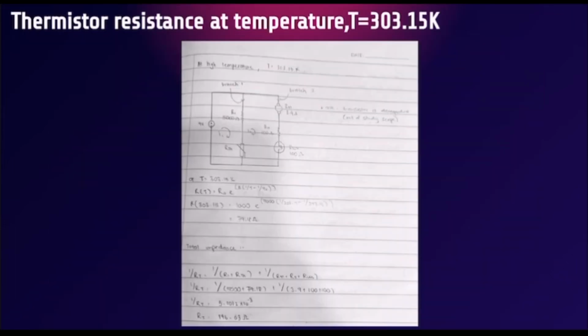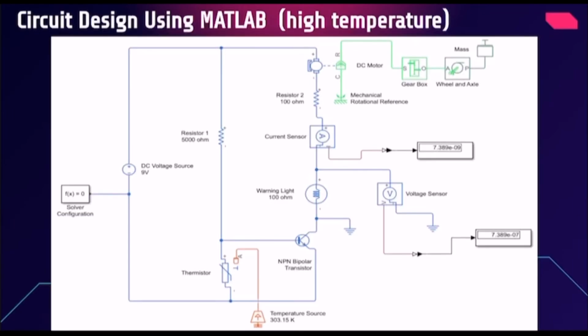With the nature of thermistor where its resistance varies due to temperature, we can see that at temperature 303.15 Kelvin, the resistance of thermistor is only 78.17 ohms. This calculation is validated in slide 21. This is very low when compared to the scenario of low temperature, where the resistance of thermistor is 1000 ohms.